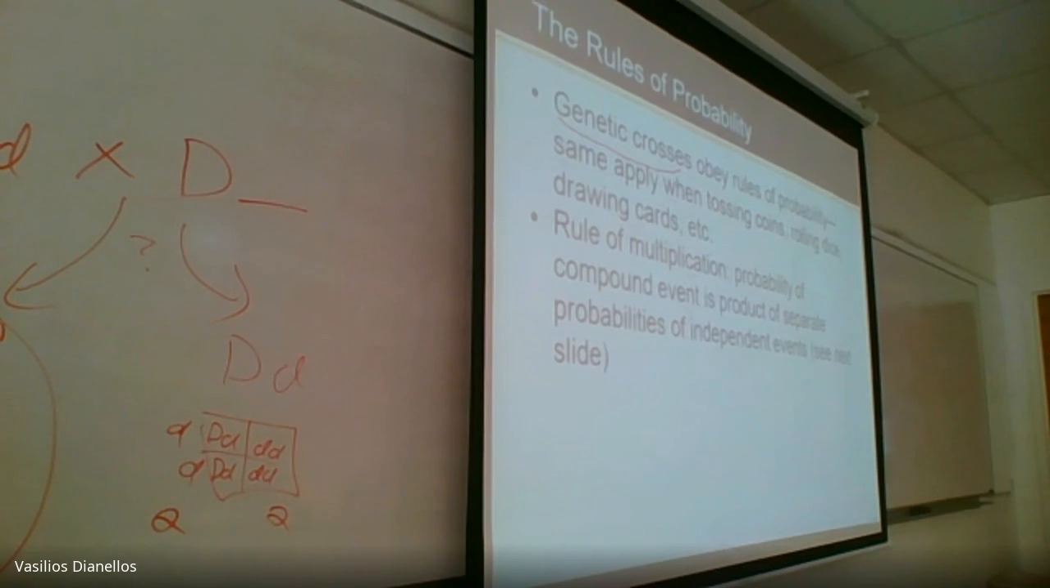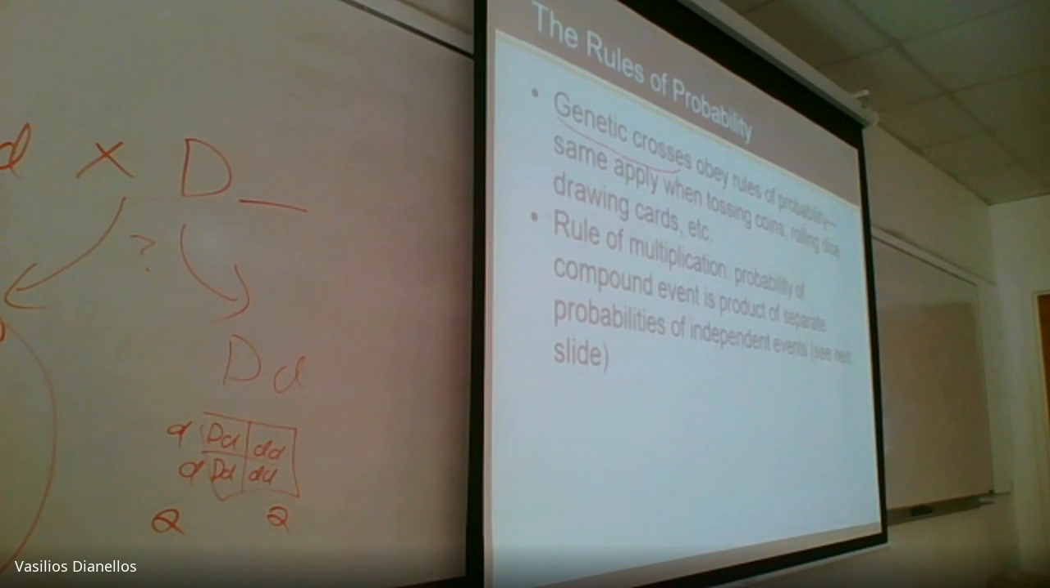Same thing here. And this brings us to the rule of multiplication. And you need to know this. You will need to apply it at least once. Let me rephrase. You need to know how to use the rule of multiplication. So I'm definitely not going to ask you to define it. But it is the probability of a compound event, or the probability of a compound event is the product of the separate probabilities of the event itself. And that's a little bit confusing, but let's make it easier. I'll make it easier with the next slide.